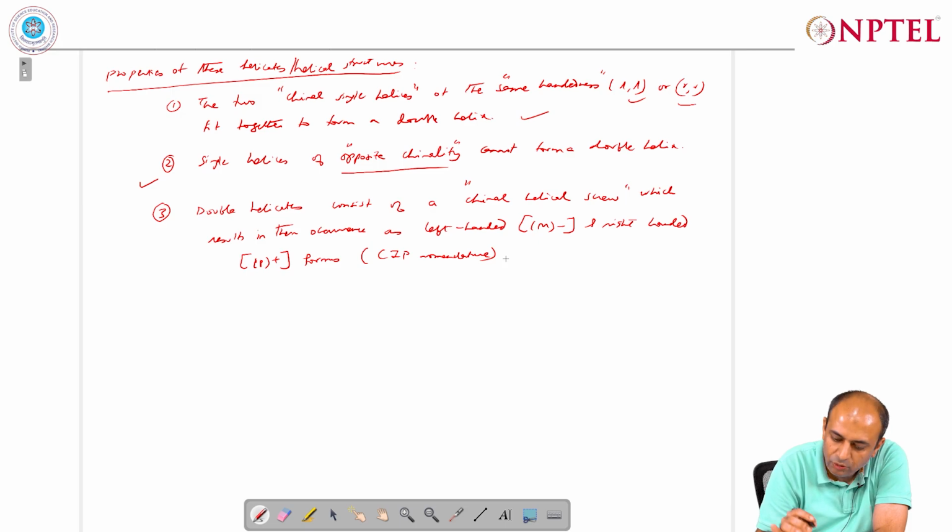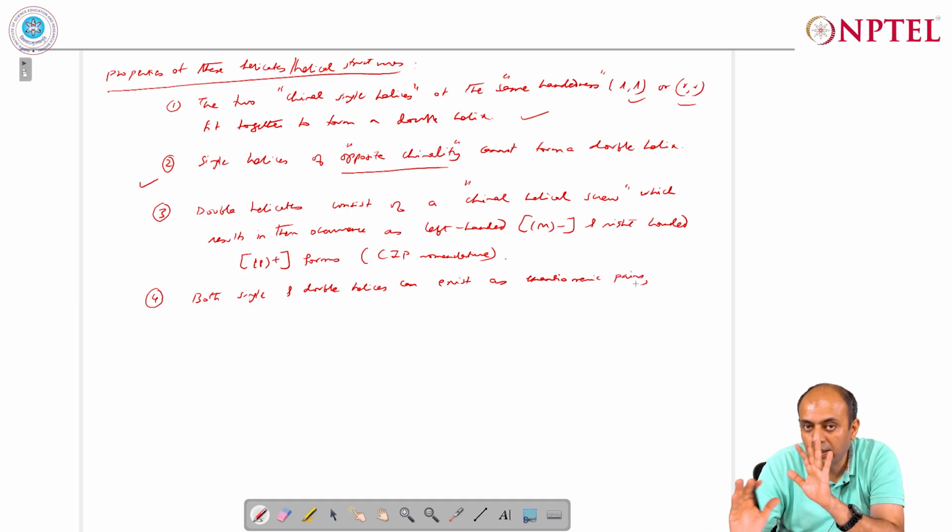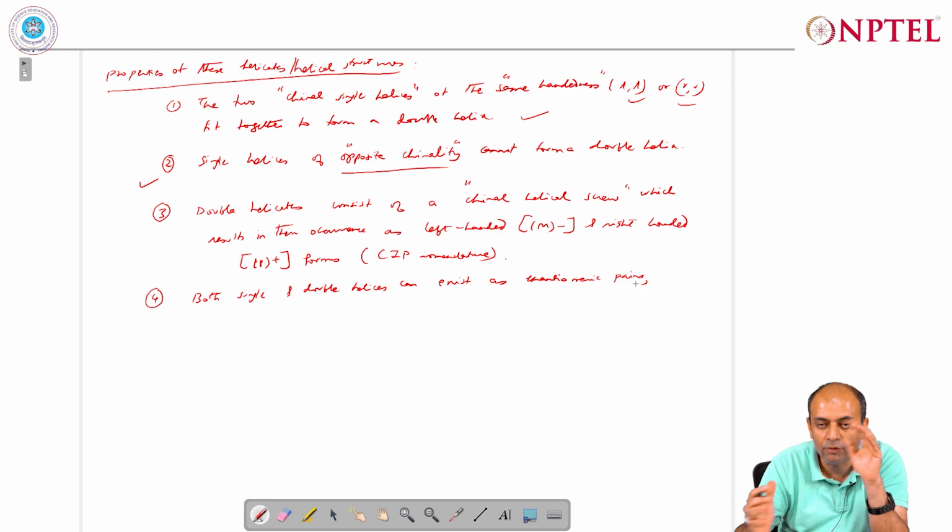So these are some of the most important properties of the helical structures, and another very important property is that both single and double helices can exist as enantiomeric pairs. So they can both exist as enantiomeric pairs, whether it's a single helix or a double helical structure.